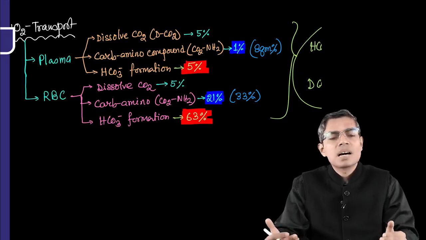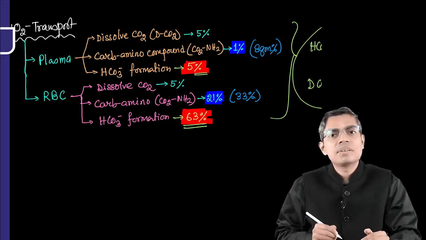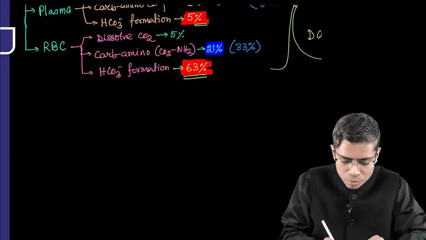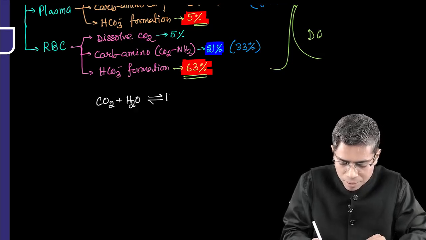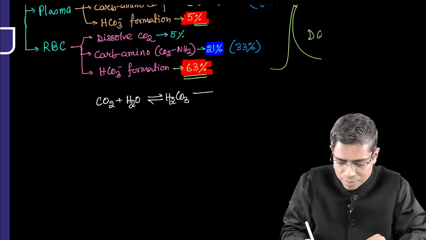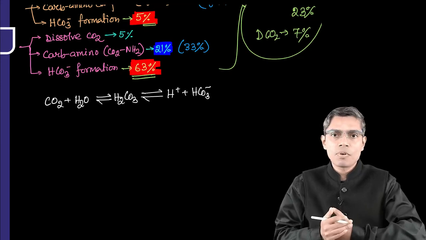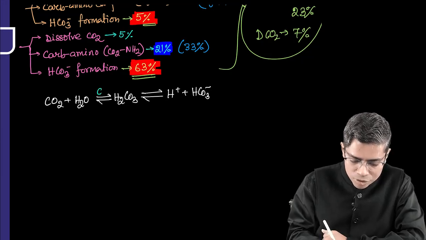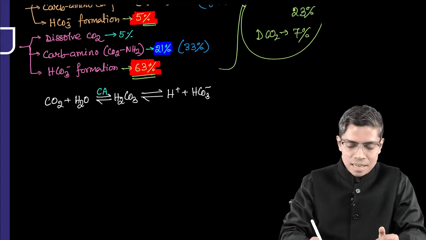Now the question is, why is bicarbonate formation more inside the RBC? Why is this 63%, whereas it is only 5% in plasma? So we all know the reaction. What reaction? Carbon dioxide reacts with water and forms carbonic acid. This carbonic acid will easily dissociate into H plus ion and HCO3 minus. So this is the reaction by which bicarbonate is formed, whether in plasma or inside the RBC. And we all know the enzyme which helps in this reaction is the carbonic anhydrase enzyme.